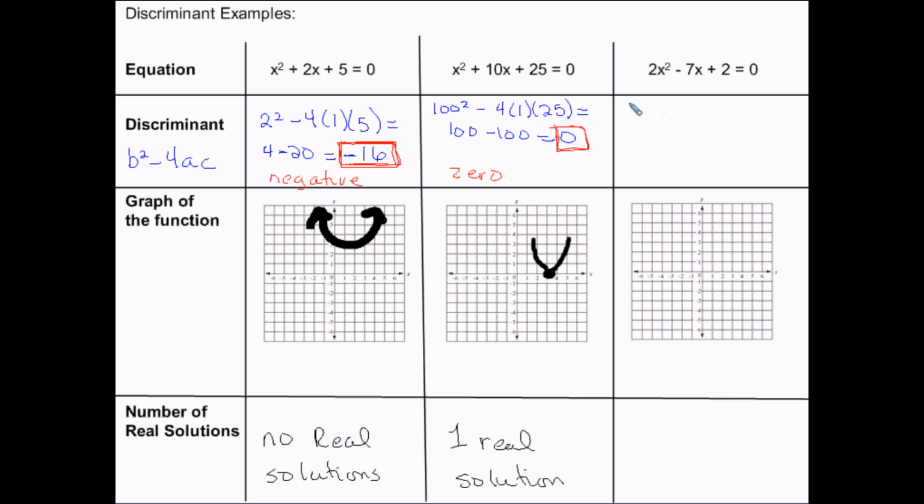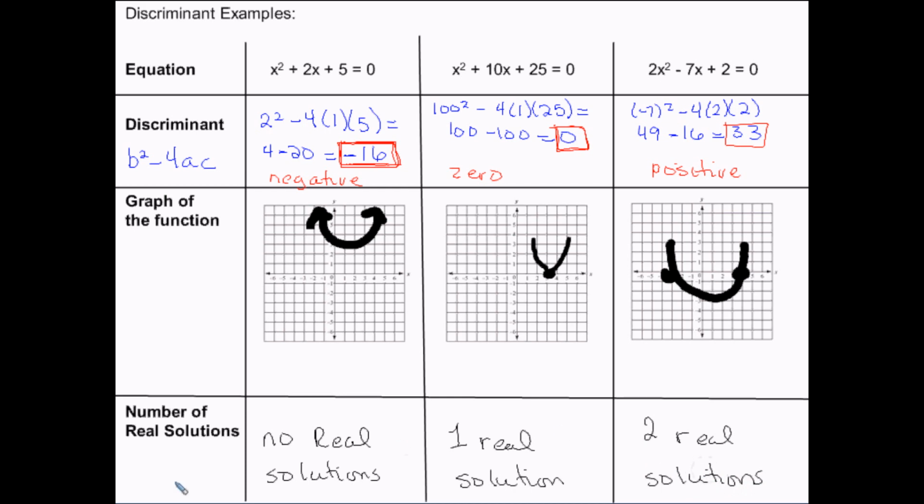And then finally, my last example, I have negative 7 squared minus 4 times 2 times 2. So 49 minus 16, which is 33. And that is a positive number. And if I have a positive number, my graph is going to cross my x-axis in two places. And I am going to have two real solutions.